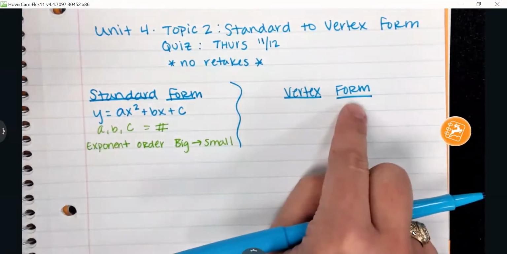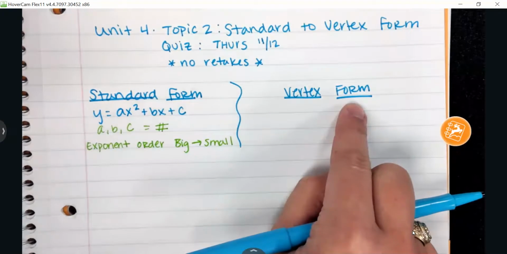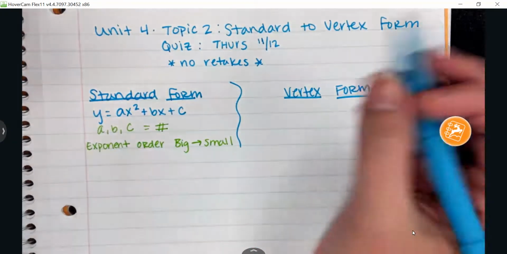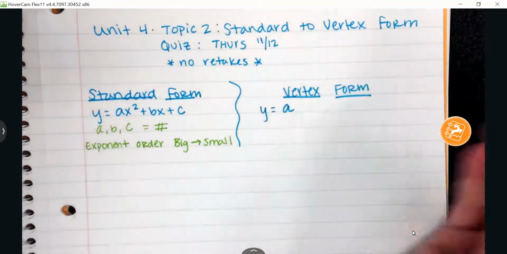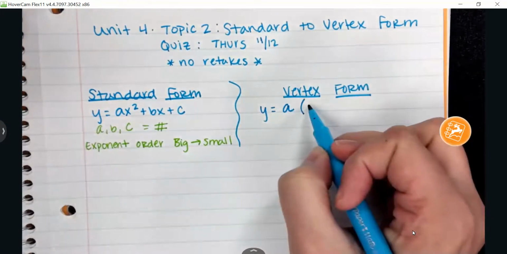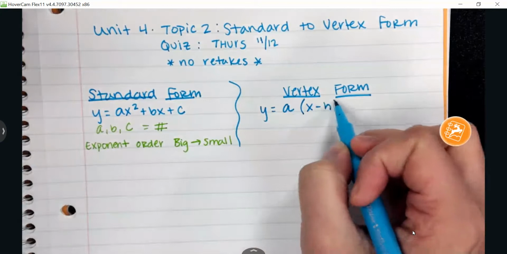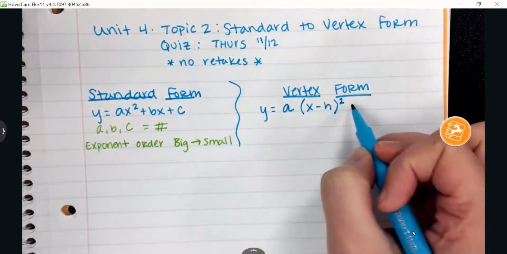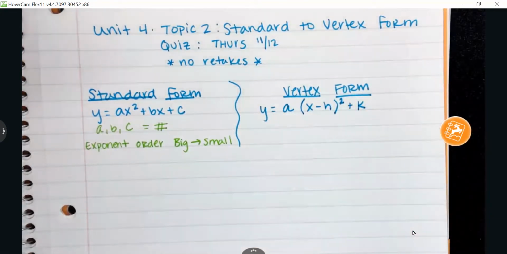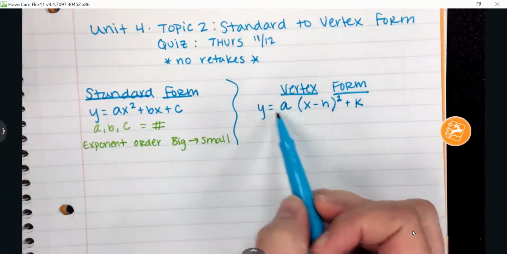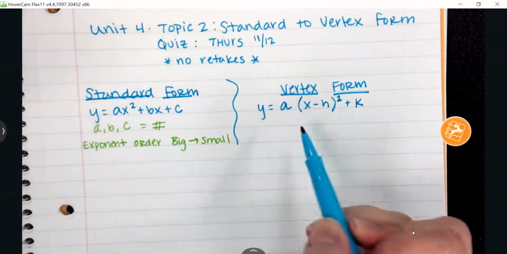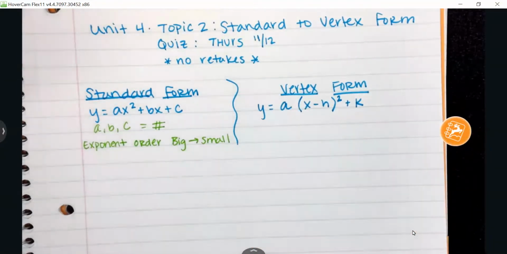Vertex form is very similar to what you just took a quiz over. Very, very similar. y equals a parentheses x minus h squared plus k. Looks almost identical to what you just took a quiz over, correct? The only difference is it's the letter A instead of 1 over 4p. That's the only difference, okay?